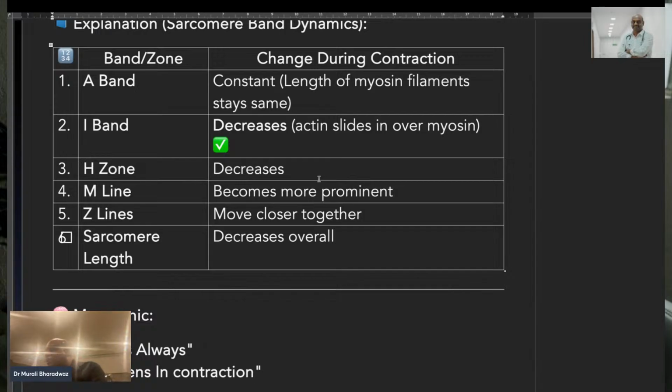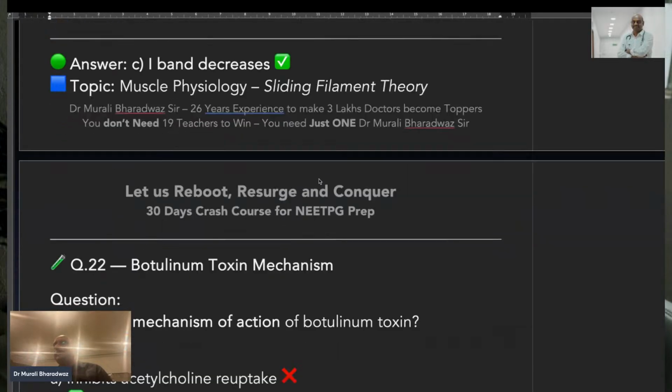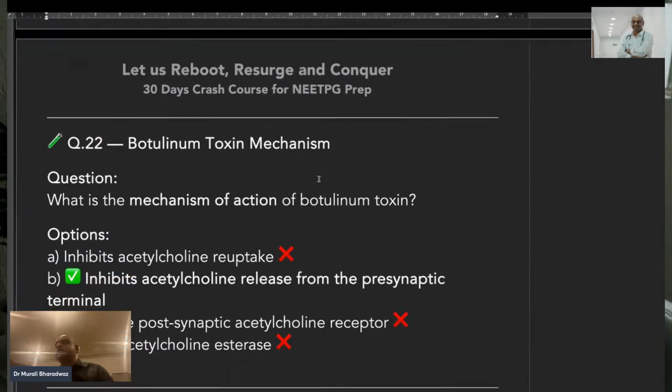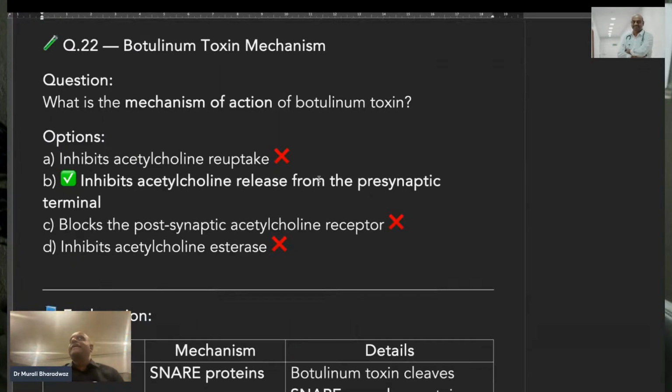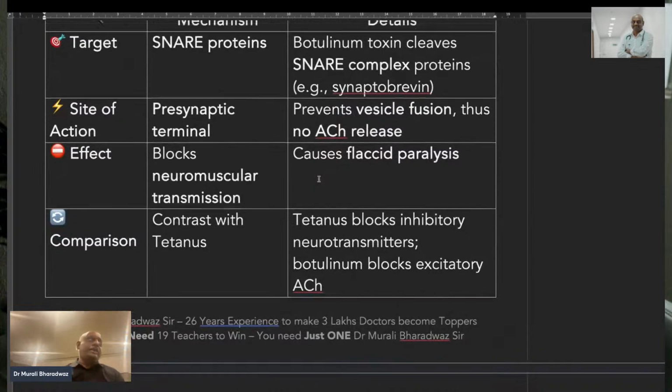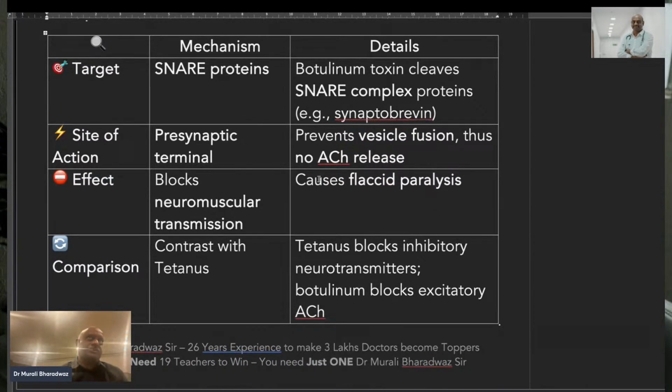The sarcomere bands, for PG or FMGE, whatever you call. ChatGPT will give you the list. What is the mechanism of botulinum toxin? It inhibits acetylcholine release from the presynaptic terminal is what we need to remember. What do they call? SNARE proteins. It cleaves the SNARE complex proteins and prevents vesicle fusion, thus no acetylcholine release. If that is not there, how can muscle contraction occur? It cannot.